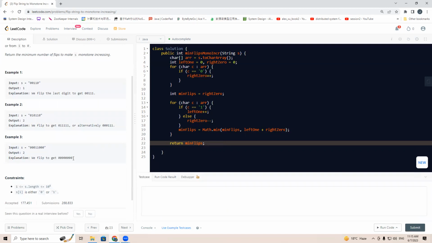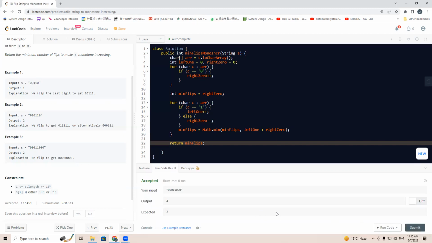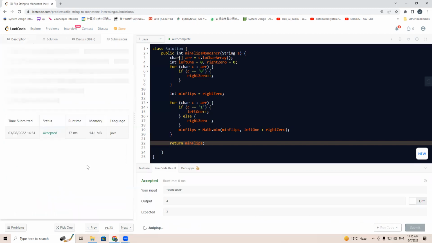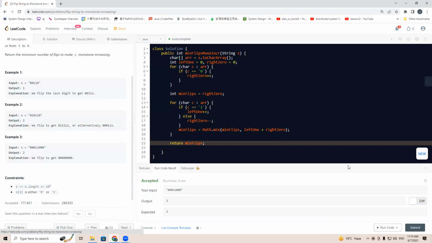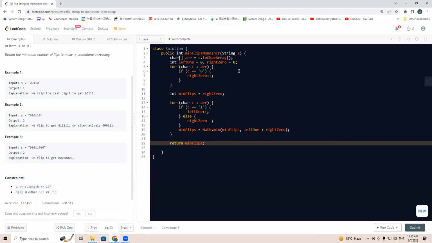Trying to see other use cases. Okay, the time complexity will be the length of the string.